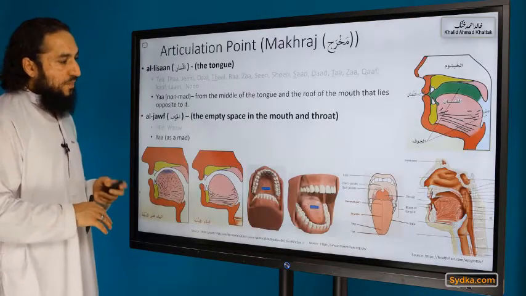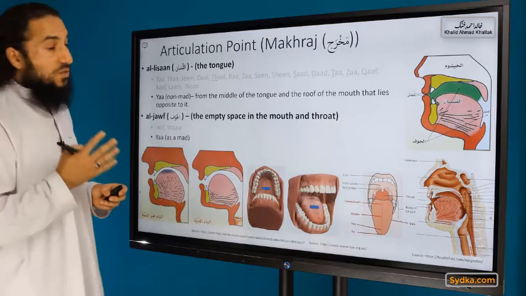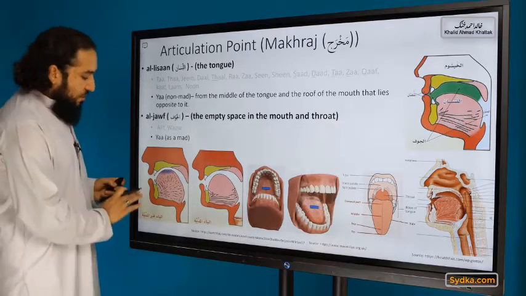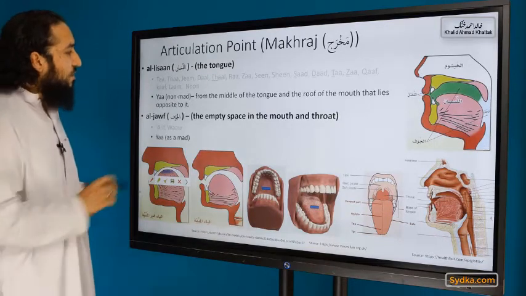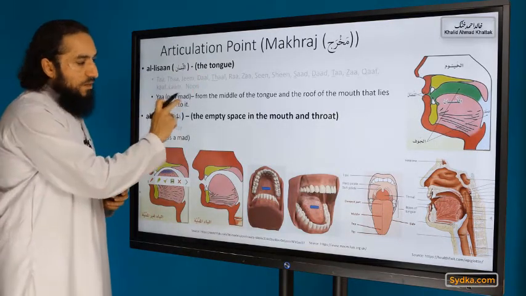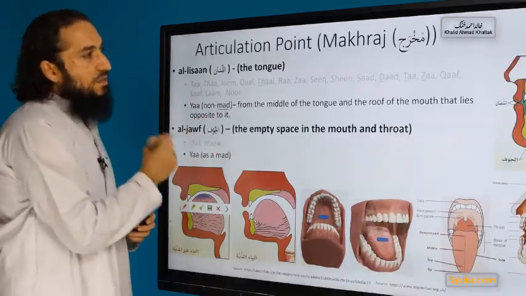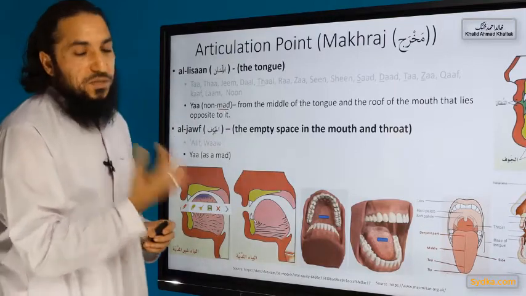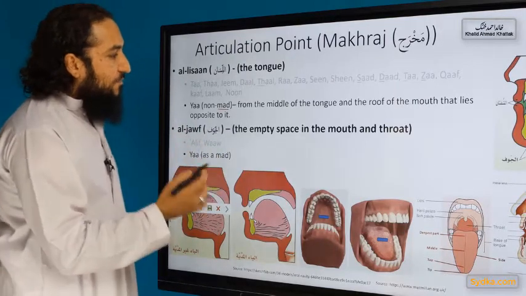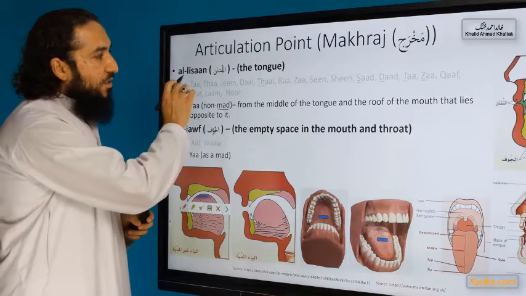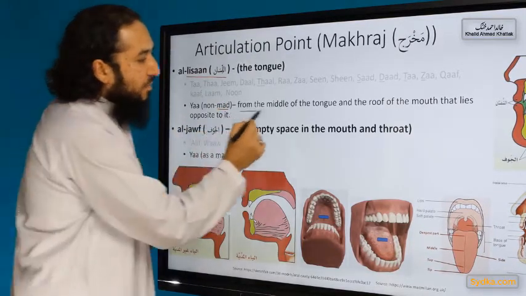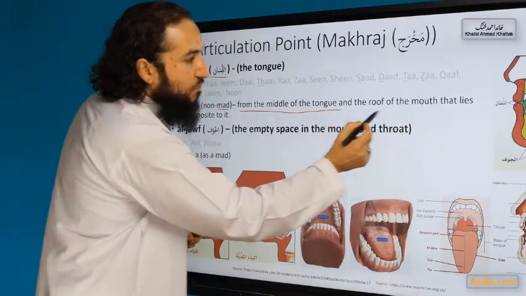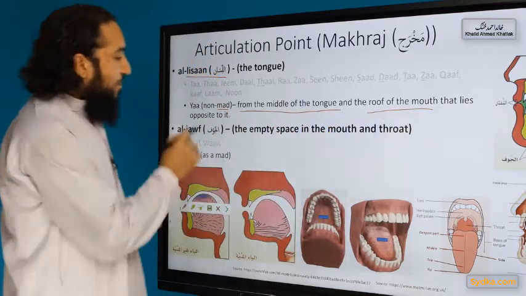It has two articulation points, because it has two different sounds. If it is non-mad, when it is a consonant, then its articulation point is al-lisan, the tongue: from the middle of the tongue and the roof of the mouth that lies opposite to that position.